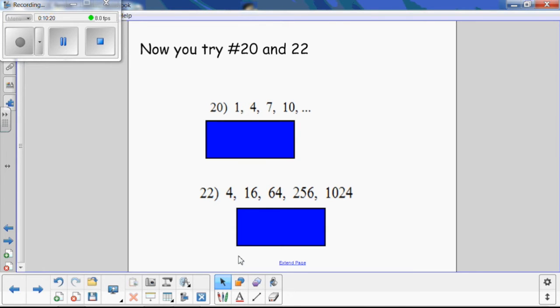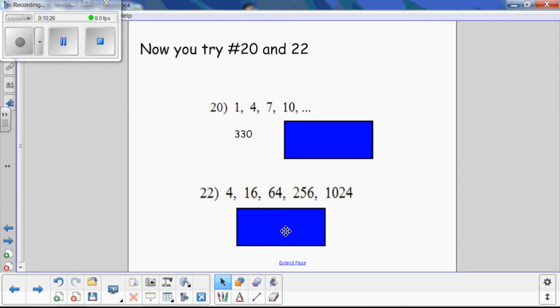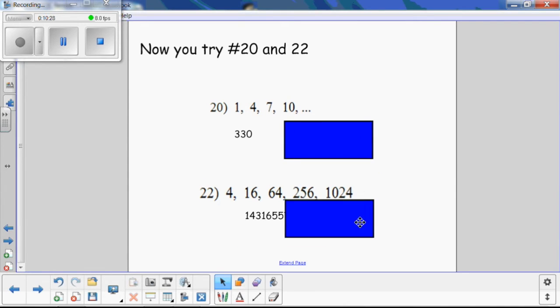Now you try numbers 20 and 22. For 20, your answer should have been 330. And for 22, your answer should have been this very long number.